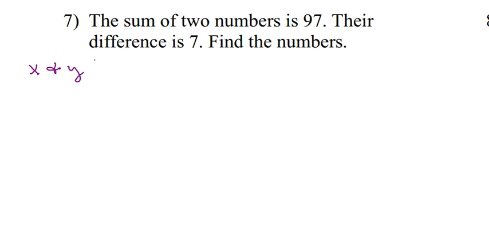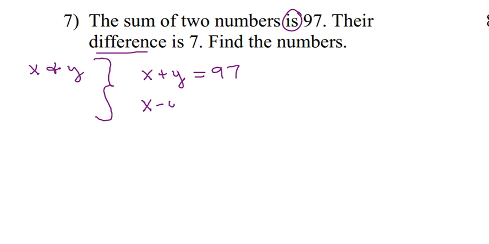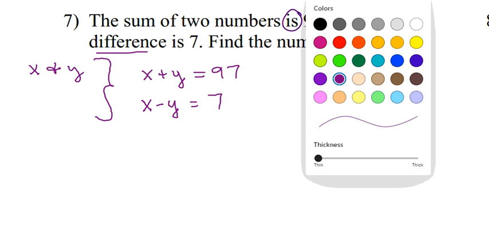So what do we know about X and Y? We know that the sum, that means when you add them, of those numbers equals 97. Their difference, you know what difference is? That's when you subtract them. X minus Y is equal to 7. So we have another system. We just need to solve it.